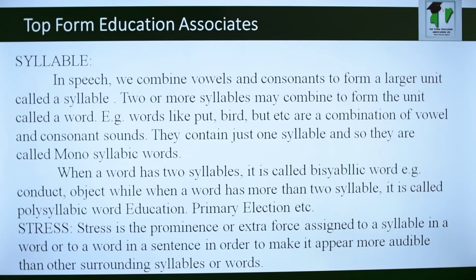Remember, we learned emphatic stress the other time. We have words like education. How many syllables do we have here? 1, 2, 3, 4. We have primary. We have what? 1, 2, 3. We have election. You see how it's broken? 1, 2, 3.